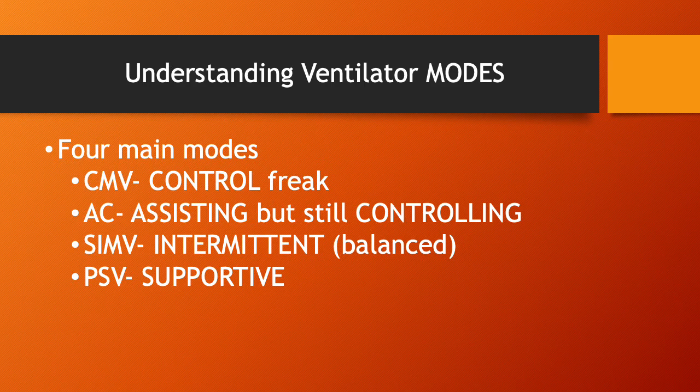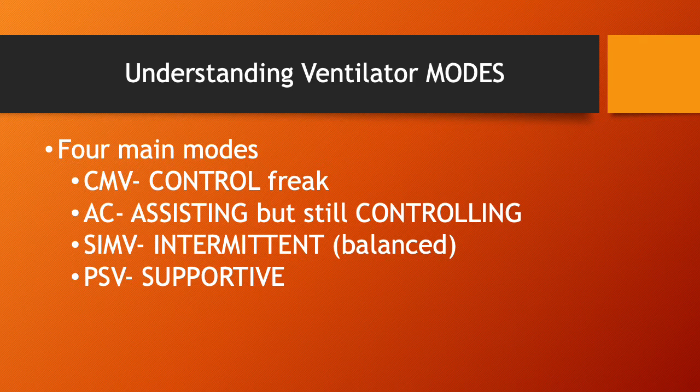So there are four main types of ventilator modes, and we kind of related these to parenting styles in some ways. So let's look at them a little bit deeper, and we're going to break each of them down. But first, let's look at them as a whole. So there's the CMV, which is the control freak parent, needs to have all the control. Assist control, which is assisting. So there's less of that control, but still holding on to a lot of that control. It's not ready to let go yet.